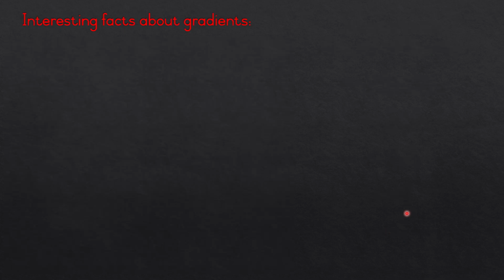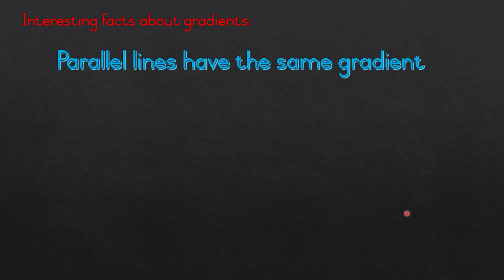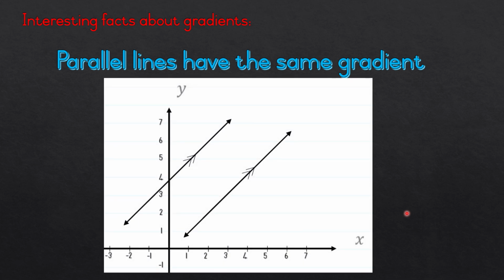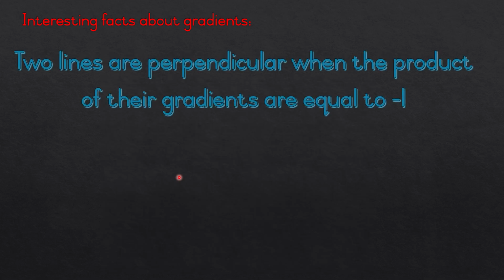Some interesting facts about gradients. You should only know this. You are going to learn to apply it in grade 10 and 11. Interesting thing, parallel lines have the same gradient. So, if they give you two lines and they indicate that they are parallel, you can assume that their m values, their gradients are the same. And the next one is two lines are perpendicular when the product of their gradients is equal to negative 1.